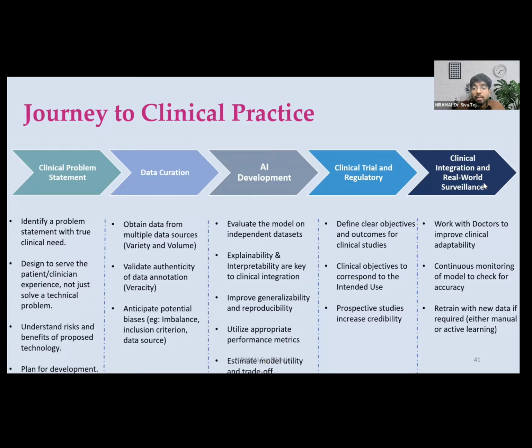So it's important that once we deploy, we work with doctors to understand where they are facing issues and continuously improve it. With more and more data, we can always fine tune the performance as well in case the performance is low.